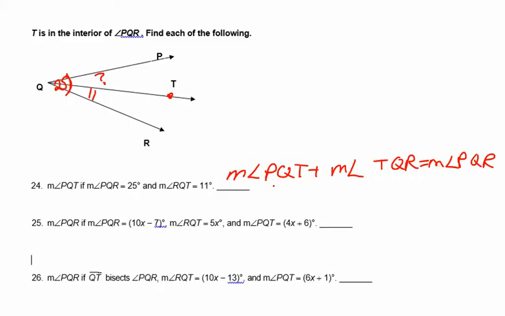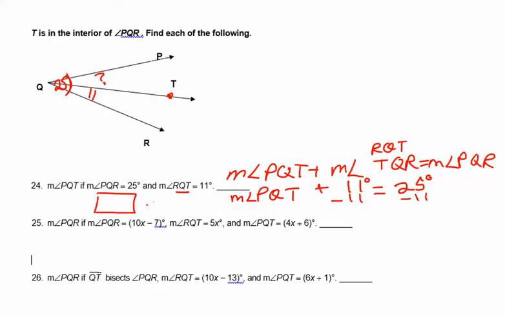The measure of angle PQT we don't know, that's what we're looking for. But we do know the next one. We know that the measure of angle TQR, well, I wrote TQR, I could have written RQT, those are the same exact thing, right? It is equal to 11. And I know that the measure of angle PQR is 25. These are degrees. You do not have to type your degree symbol when you're working in this in Word. So all I have to do to find the measure of angle PQT is subtract 11 from 25, and I'll get my answer for the measure of angle PQT, because together they have to equal 25.